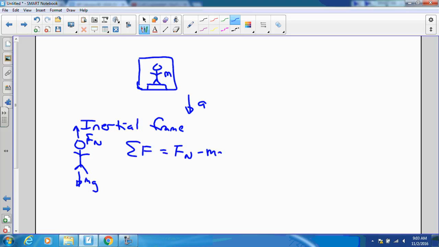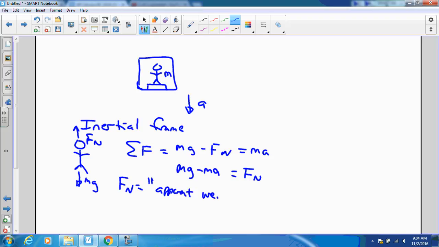And so we can say that the sum of forces is equal to Fn minus mg, and that has to equal negative ma, by cardinal rule, right? Let's make positive the direction of acceleration. So mg minus Fn equals ma. There we go. And so therefore, what the scale reads is equal to mg minus ma. And all that's good. This is the apparent weight of the man. So for just a moment, the man has managed to lose weight.